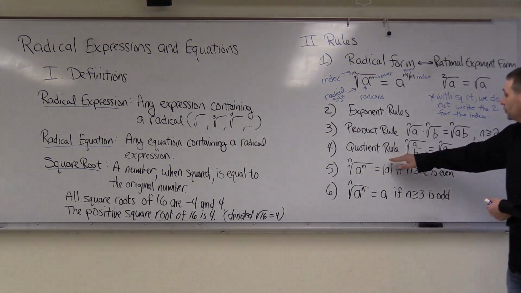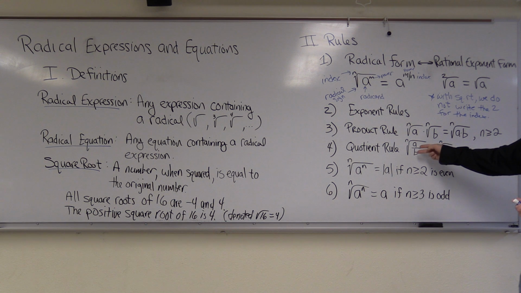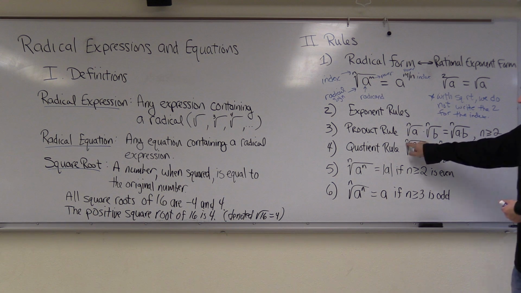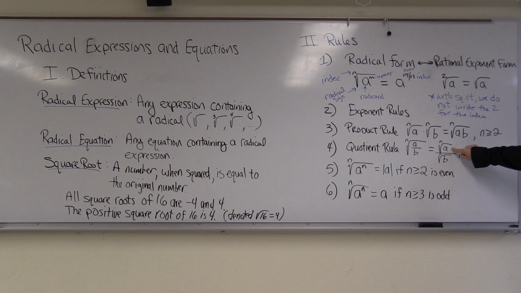Quotient rule: if I ever have a fraction within the radical, with the index like that, I can break it up into taking the root of the top and the root of the bottom, as long as the denominator is not 0. So I have to say b is not equal to 0, otherwise it's an undefined term, and n also has to be greater than or equal to 2.